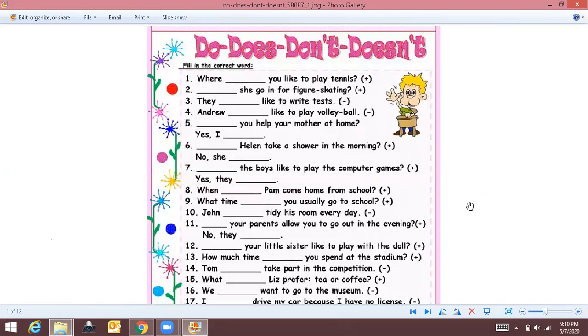Where do you like to play tennis? Okay, number two? For the figure skating. Okay, what about number three? They don't like to write. Okay, what about number four? Andres doesn't play ball. Okay, doesn't like to play volleyball. What about number five?